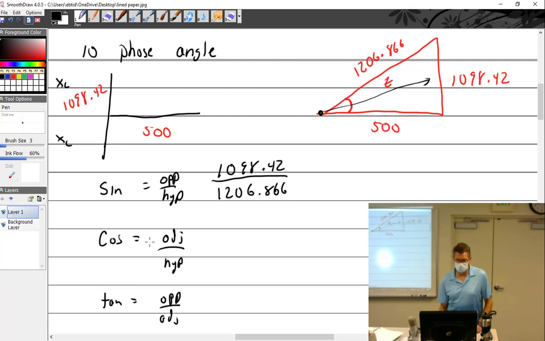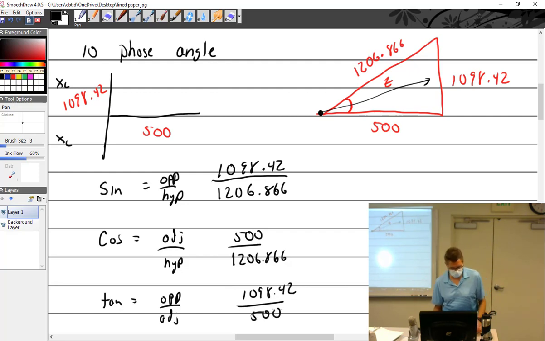Let's see. Or we could use the cosine function, which is the adjacent, which is 500 divided by the hypotenuse, 1206.866. Or you can use tangent, which is the opposite, 1098.42, divided by the adjacent, 500. So take your pick. Oh yeah, 65.53 degrees.